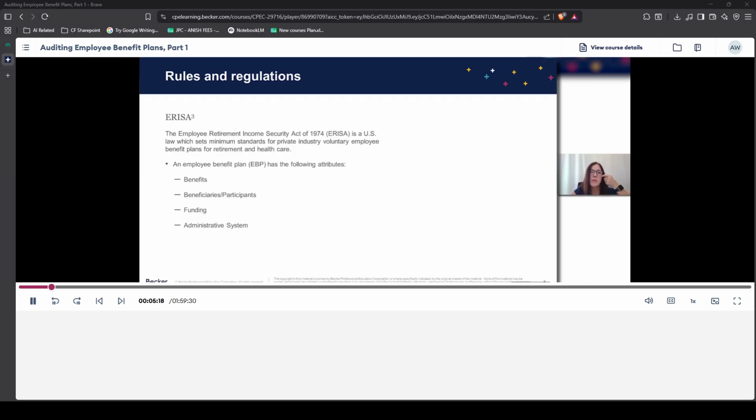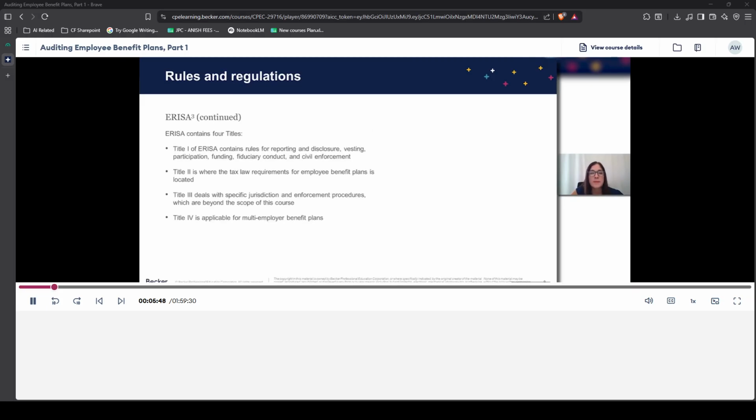And these 4 attributes include the fact that there have to be benefits, and those benefits will be defined in the plan document. You have to have participants, and those participants will have to have beneficiaries identified. The plan has to have a system of funding, and we're going to talk more about that when we get to the different types of plans, but it does have to have some type of system of funding, and it has to have an administrative system. So if those 4 attributes are present, then it meets the definition of a plan in accordance with ERISA.